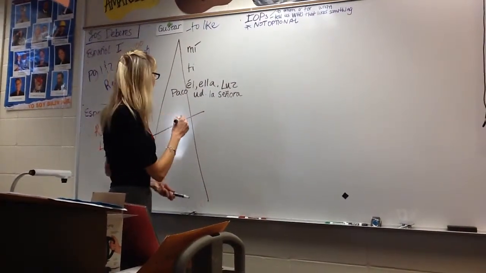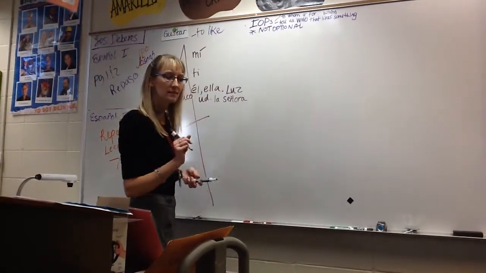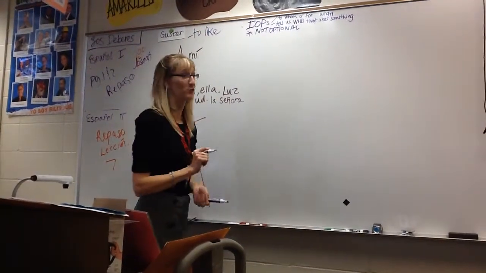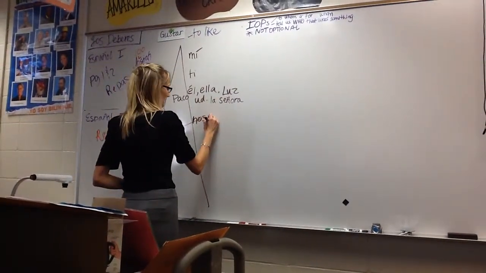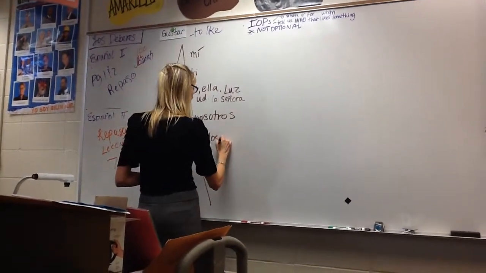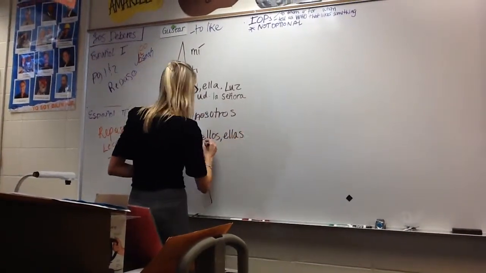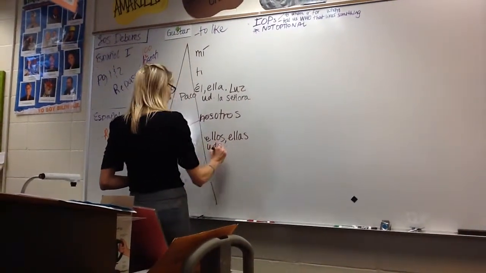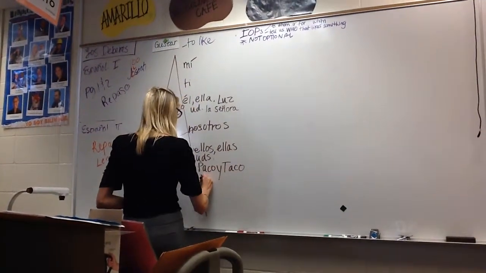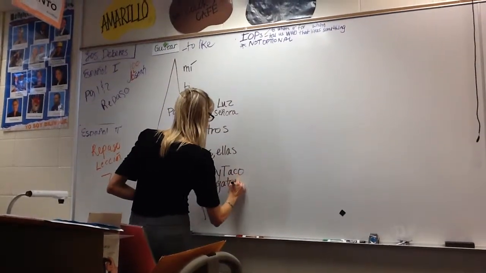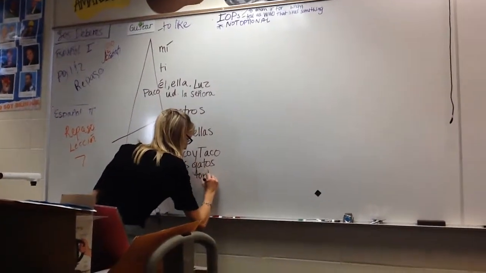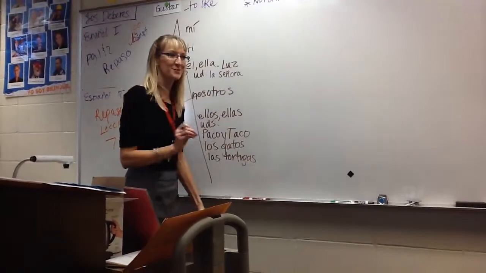Then, how do you say to us? Not just nosotros, it's a nosotros. Repite, a nosotros. And then we're going to have a ellos. A ellas. A ustedes. A Paco y Taco. A los gatos? What are los gatos? Cats. A las tortugas? What are tortugas? Turtles.